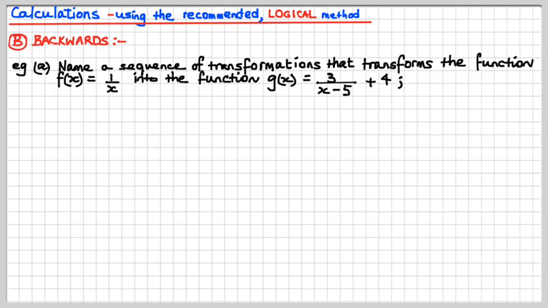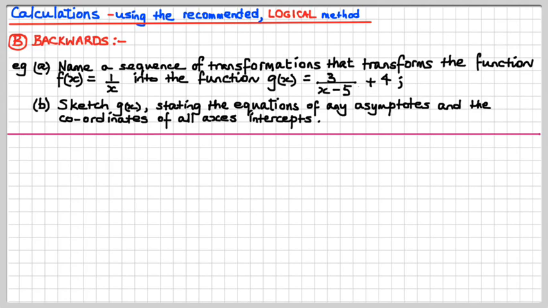Name a sequence of transformations that transforms the function f of x equals 1 over x into the function g of x equals 3 over x minus 5 plus 4. So this is the backwards technique. We have to come up with the sequence of steps or transformations required to get from f of x to g of x. And we have to sketch g of x, stating the equations of any asymptotes and the coordinates of all the axes intercepts. Well, that's going to be pretty easy. The first part is really what we need to be concentrating on, but this can be the context of the kind of question that they will ask you, hence the part B there.